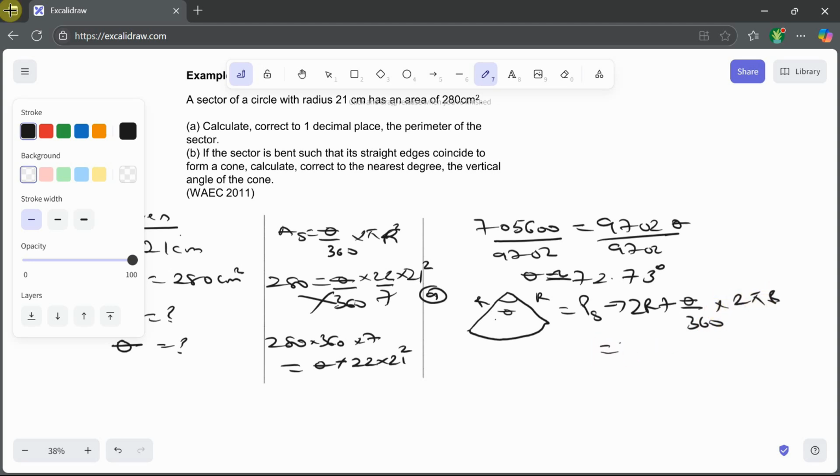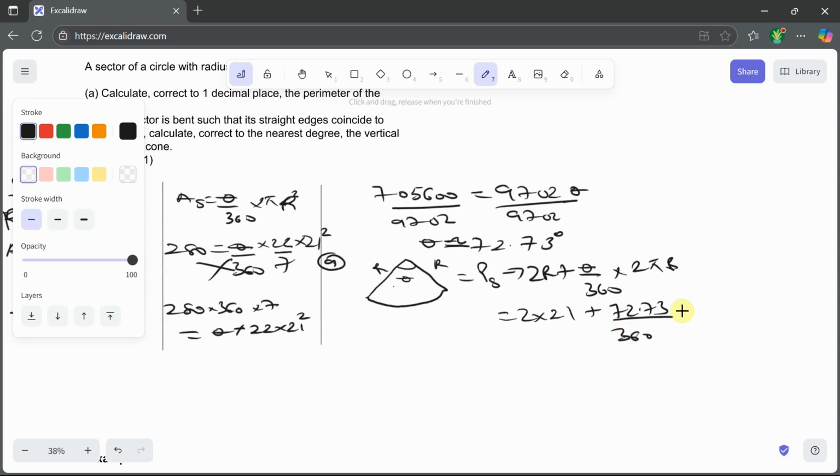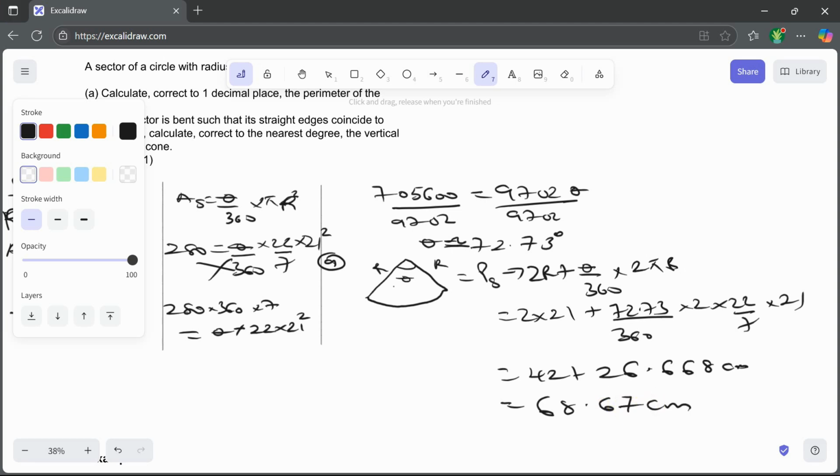So this is 2 times the radius, which is 21, plus 72.73 all over 360 times 2 times 22 over 7 times 21. So 2 times 21 is 42. So plus, by the time we add all these guys together, this gave me 26.668 centimeter. So if I add this plus 42, this gave me 68.6, let me just say 67 centimeter. So that's basically it for the question A.